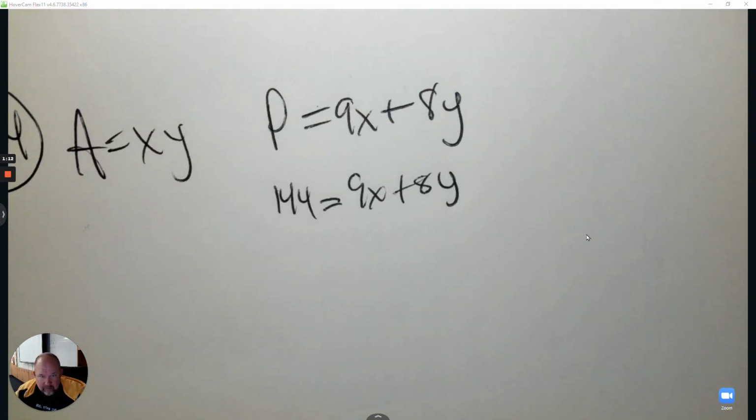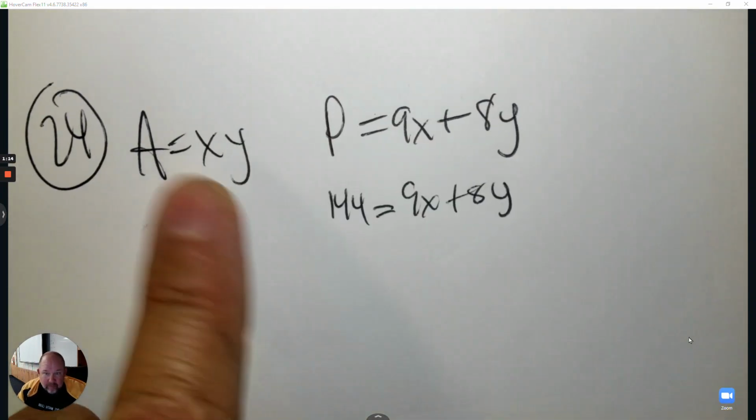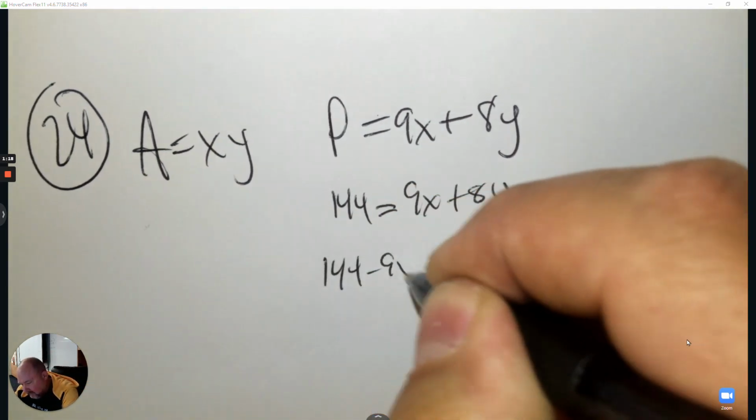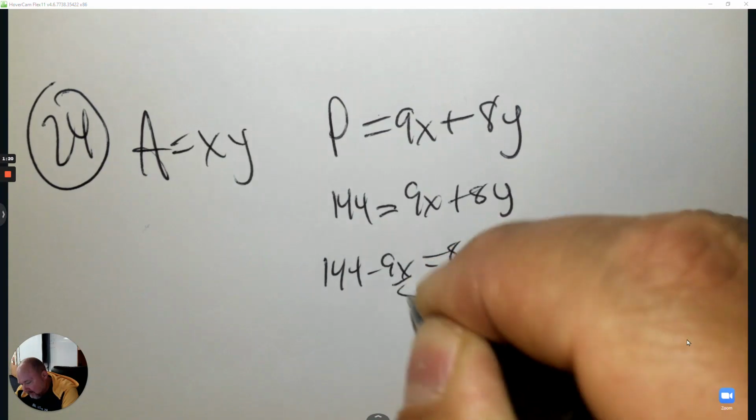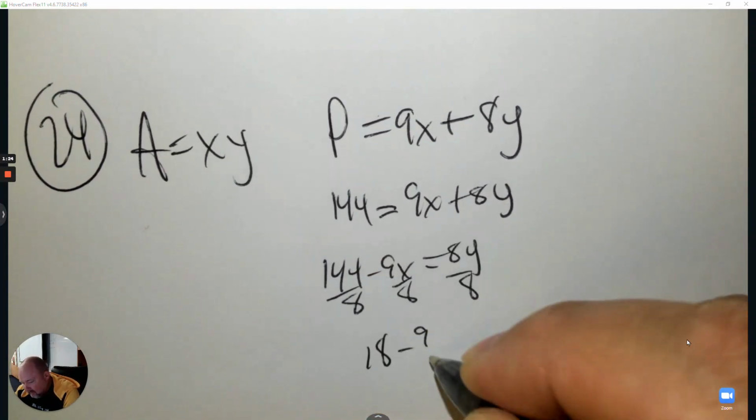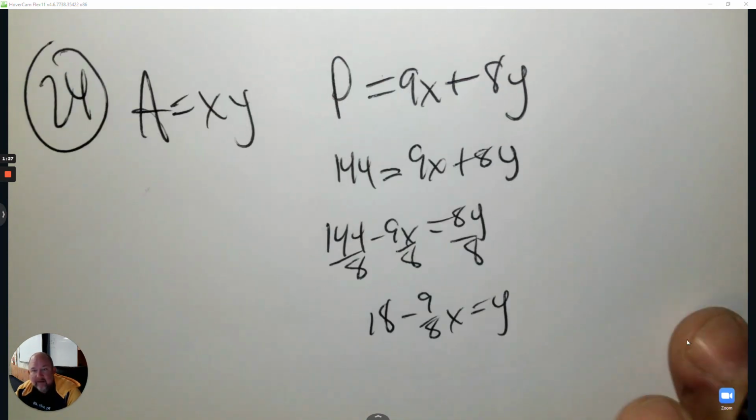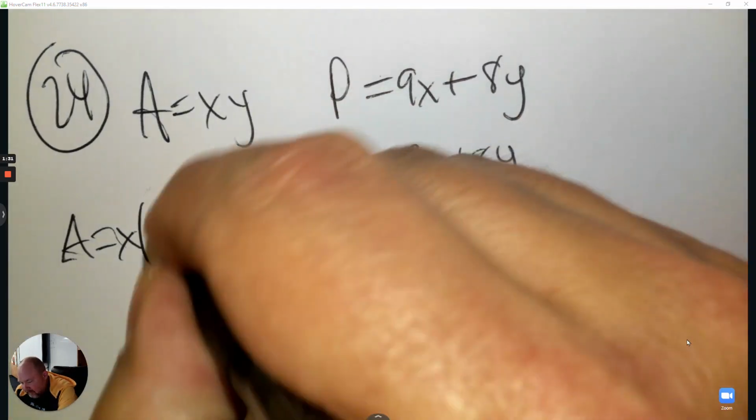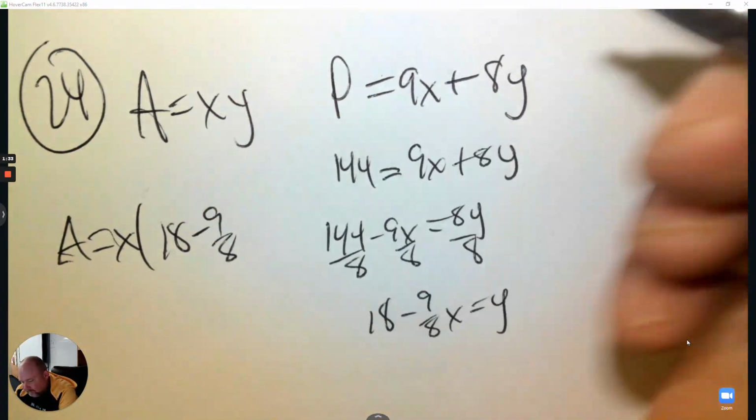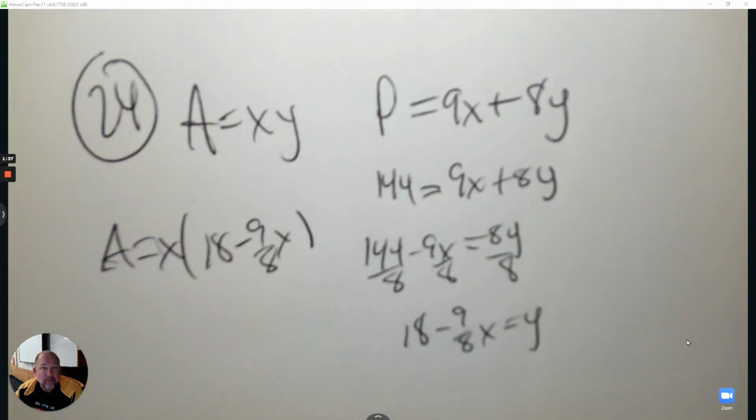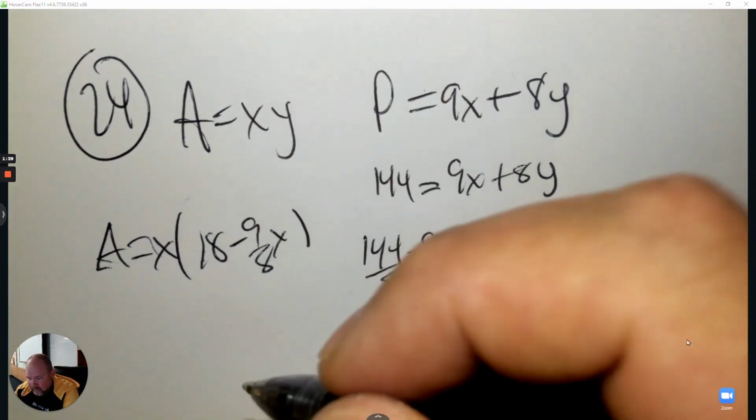I'm going to solve for one of the variables. We have too many variables here, so I need to take one out. So we're going to solve for y. So I'm going to subtract 9x and divide everything by 8. 8 goes into 144 18 times. And then I'm going to take that answer, come back over here, and where there's a y, I'm going to put in 18 minus 9 over 8 x. All right. So now we have one variable, one equation. Our goal is to take the derivative, set it equal to 0 and solve it for the maximum area.